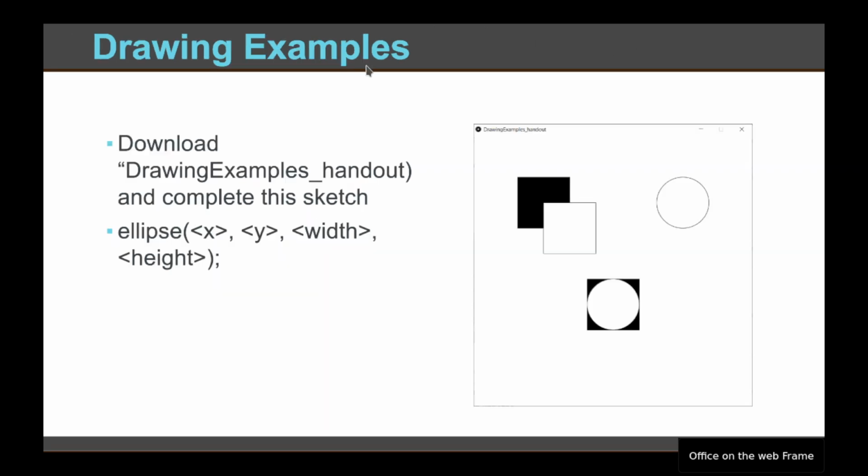So here are some examples. I'll send this out after class, but you can draw squares, circles. You can draw circles over squares and make some cool effects like this thing that looks like it has a cutout in it, but all that it is, is a white circle drawn on top of a black square.